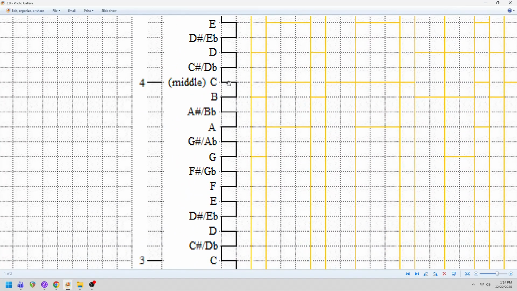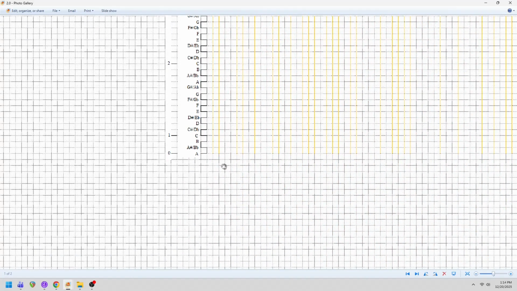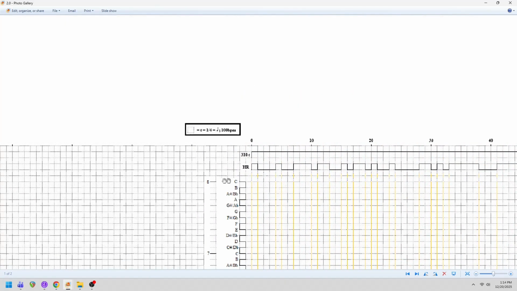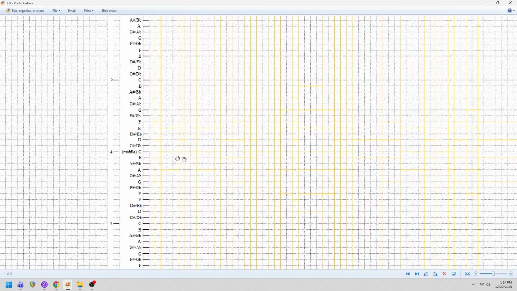Here's middle C on a piano, or C4 for y'all keyboard enthusiasts. It's the same thing, but this is like a piano. This is the lowest note on a standard piano. It's A0, right? It goes all the way up to C8. And this is middle C.